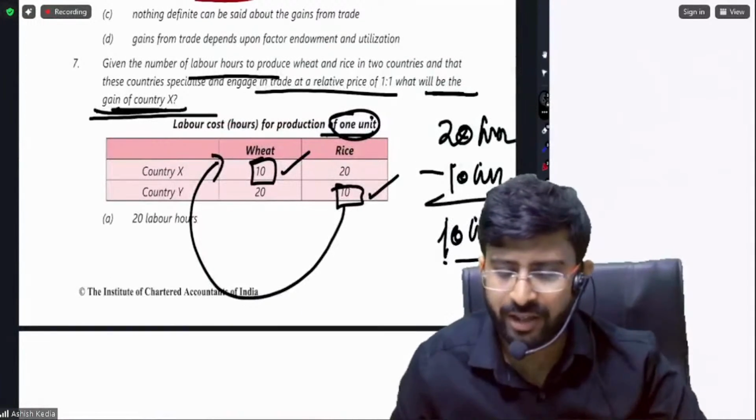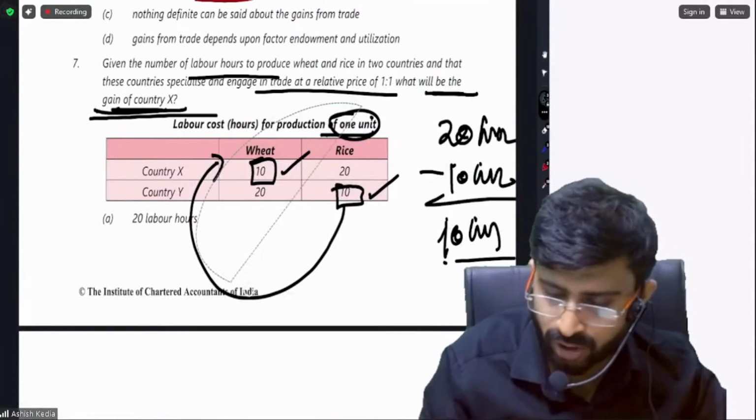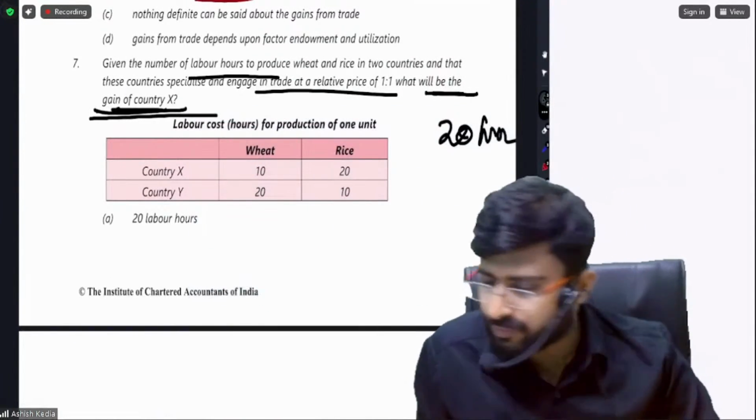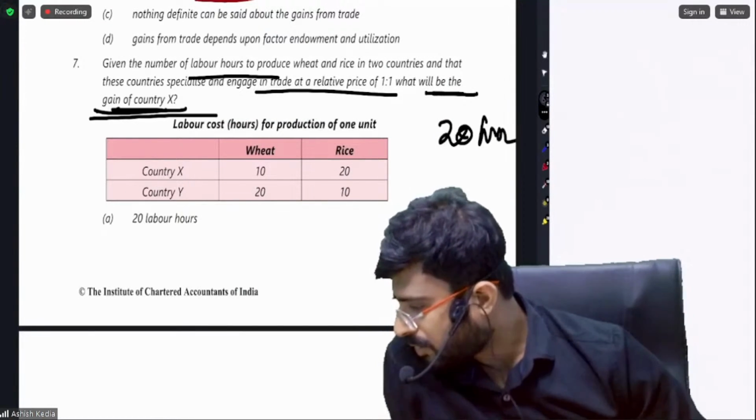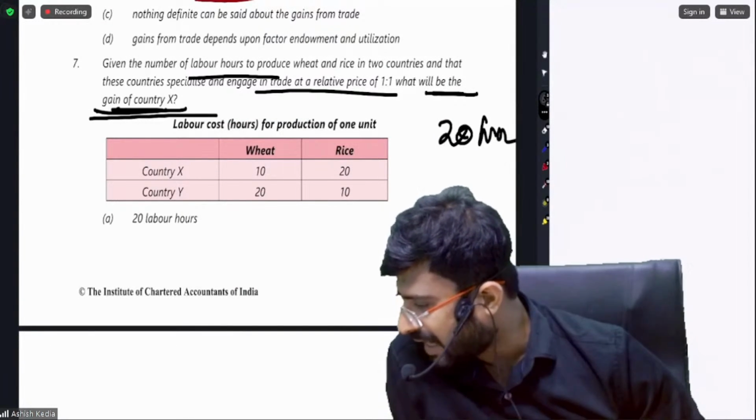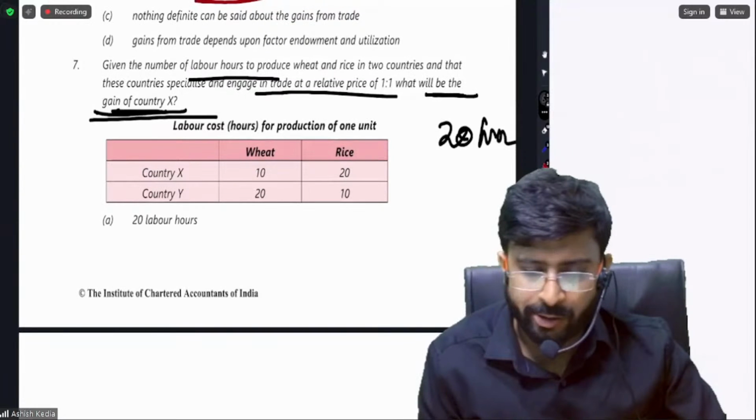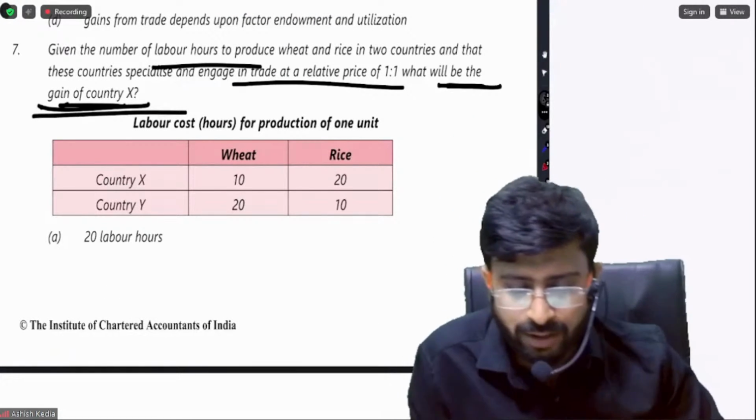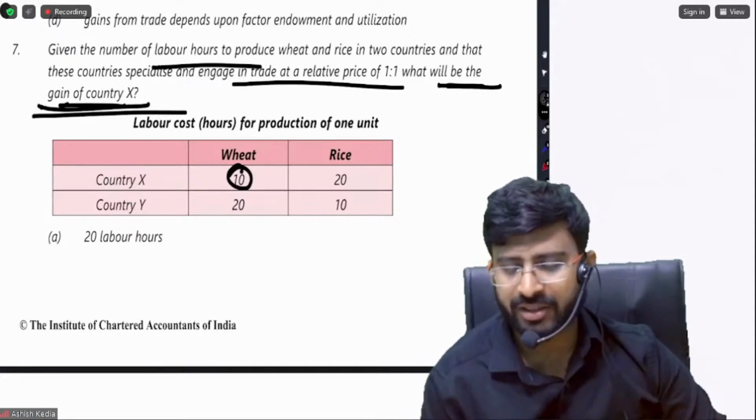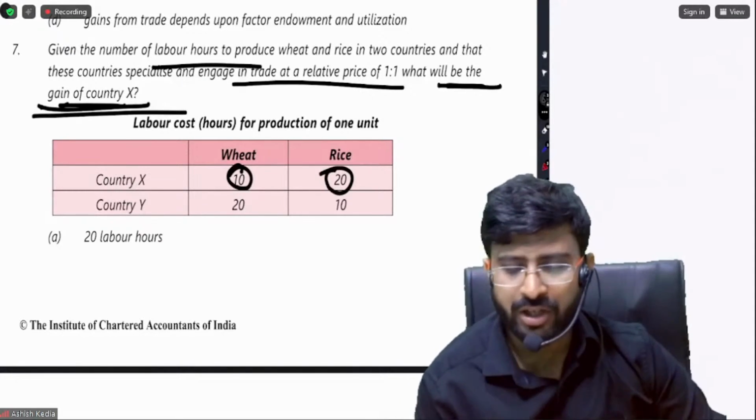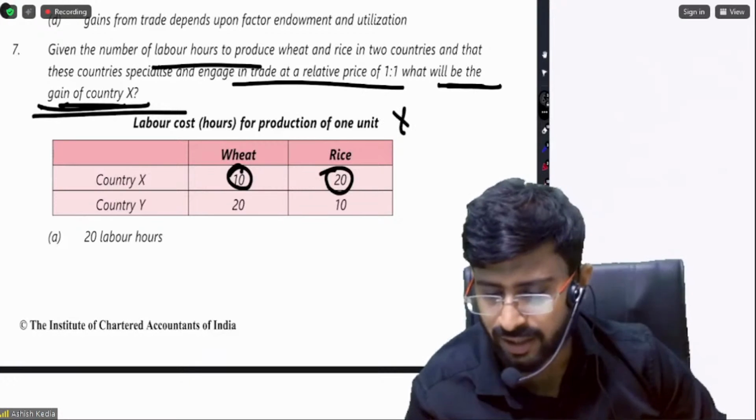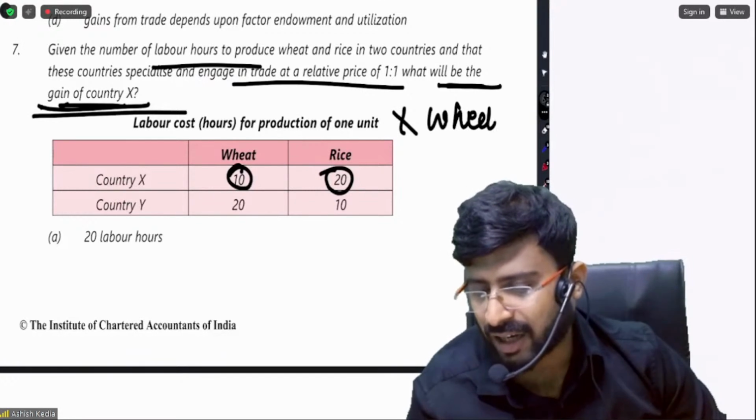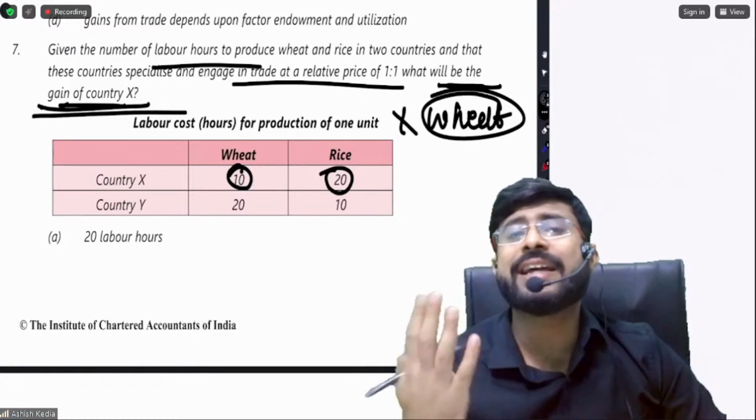One of the friends is telling to re-explain 7th number. Okay, let me take the name of that friend. Prince and Harsh. Okay, Prince and Harsh, you all tell me, आप लोग मेरे को बताइए, कंट्री एक्स वीट बनाने में 10 घंटे लेता है और राइस में, तो कंट्री एक्स को क्या करना चाहिए? वीट बनाना चाहिए. ठीक, अब कंट्री एक्स अगर वीट बना रहा है खुद, तो खरीदेगा क्या?